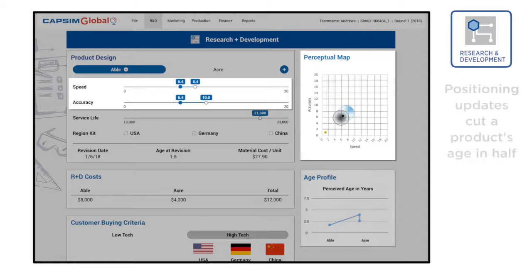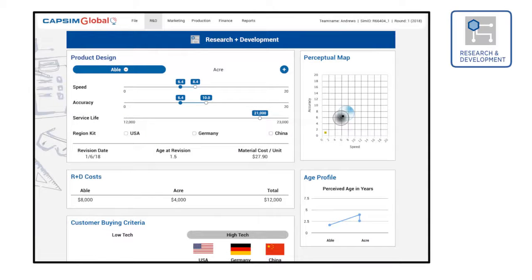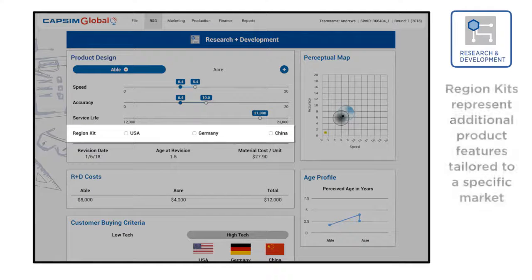When you update a product's positioning, its age will automatically cut in half. This is because customers perceive an updated product as newer. If you want to boost demand for a product in a specific market, you have the option of adding a region kit. Region kits represent additional product features that are tailored to customers in a specific country.